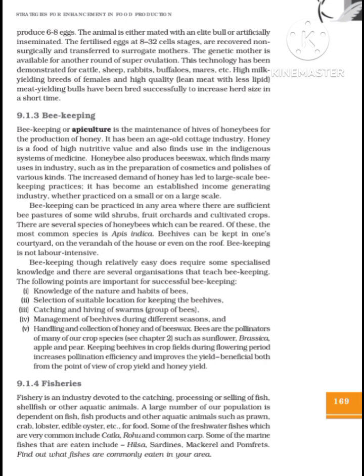The animal is either mated with an elite bull or artificially inseminated. The fertilized eggs at 8 to 32 cell stages are recovered non-surgically and transferred to surrogate mothers. The genetic mother is available for another round of superovulation. This technology has been demonstrated for cattle, sheep, rabbits, buffaloes, mares, etc.